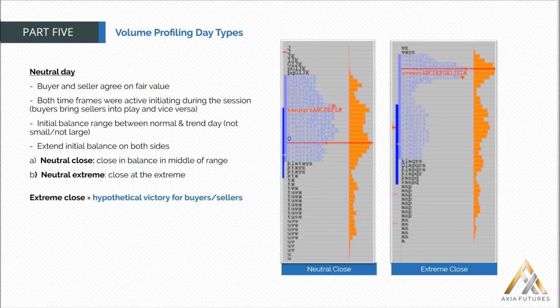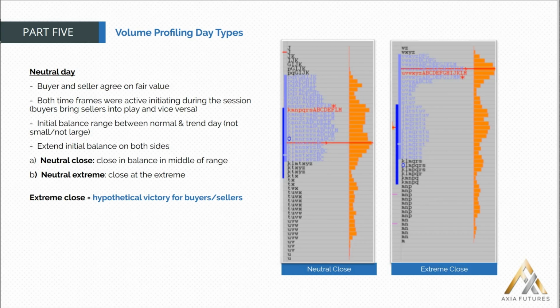We then have two types of closes, and this is important to pay attention to. We have a neutral close, where the close of the market occurs within value area. So a pretty ordinary close where neither buyer nor seller victoriously wins the day. However, when we get a neutral extreme close, this is where the market shuts at either the high or the low. When we do have one of these extreme closes, this gives us quite an early signal for the next day's trade. Why? Because an extreme close is a hypothetical victory for a buyer or seller.